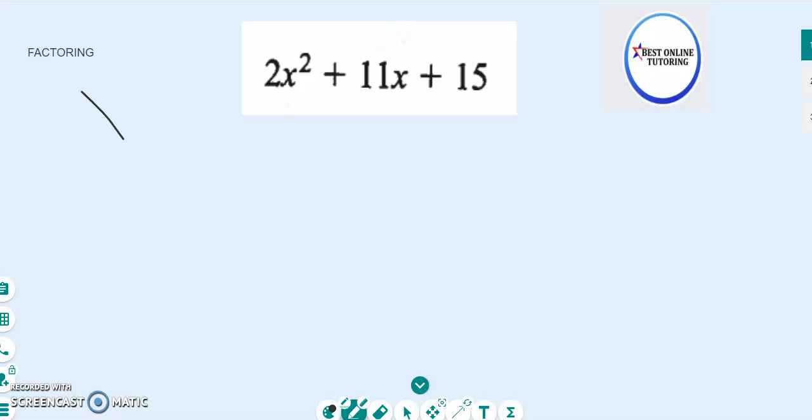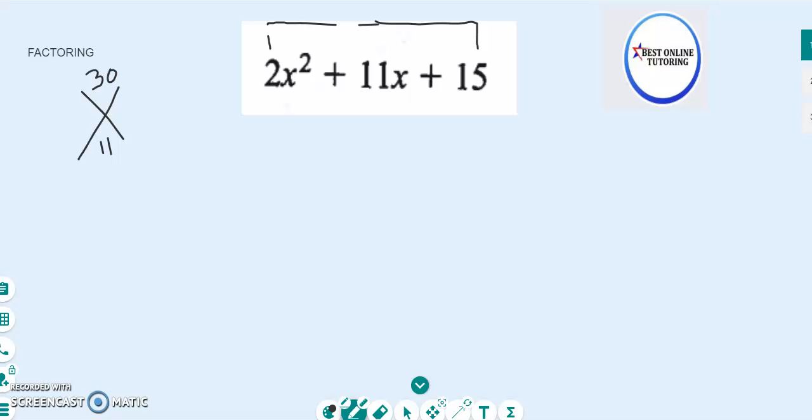So I'm going to draw my little x, and I take the product of the a and c. So that's 2 times 15, and that's what we're looking for. We're looking for what two numbers multiply to 2 times 15, which is 30, but add up to our b, which is 11.